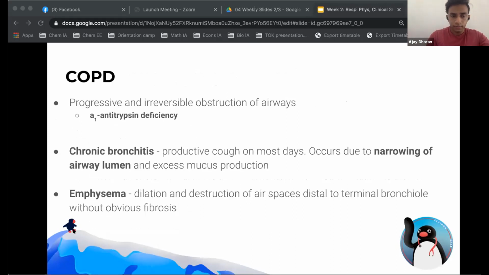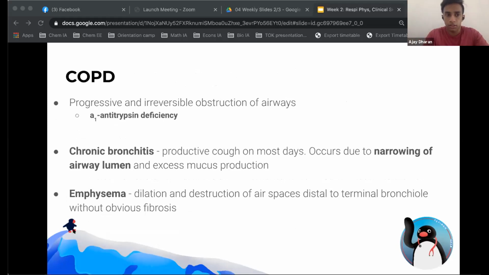All right, so moving on from that, now we'll focus on a few key conditions that we're going to touch on today, and we probably would have covered quite a bit of the physio side for these conditions. So we're going to focus on COPD as well as asthma. Now we're just going to focus a bit more on the clinical anatomy side of things.